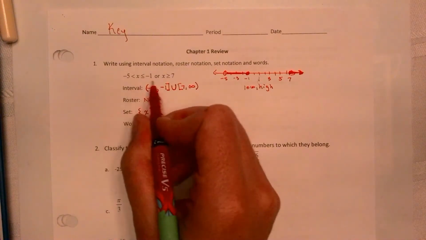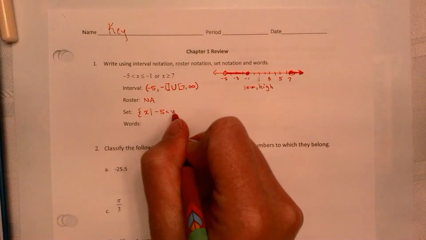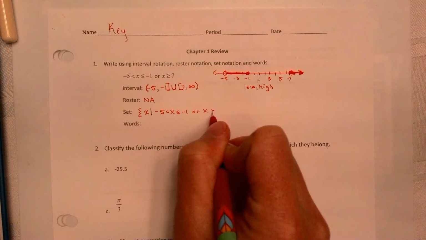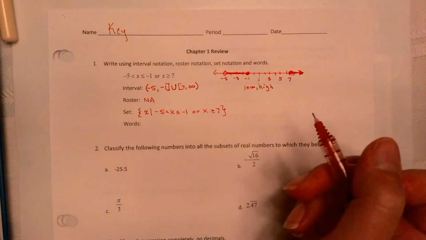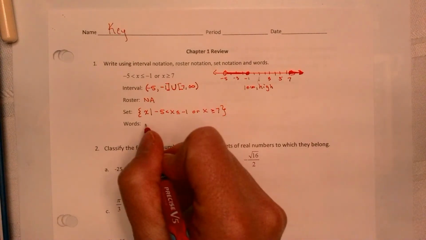and you really could just put this right in there. -5 is less than x, which is less than or equal to -1, or x is greater than or equal to 7. And we could put it in words. In set builder notation, there's lots of things we can do. How do I write in words? Exactly as I said it.